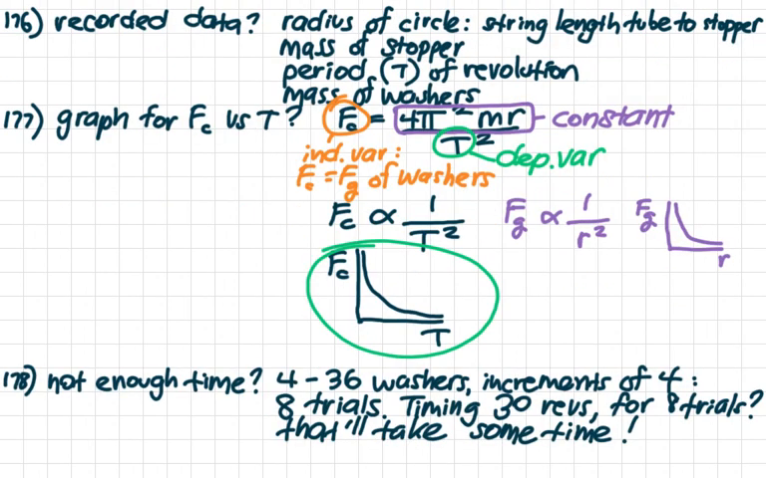So 178 said that Tom and Julia ran out of time and couldn't finish the lab. And I'm not surprised. They said they were going to do 4 to 36 washers in increments of 4. That's 8 trials. And then they're timing 30 revolutions around for 8 trials. That's going to take a while, even in a double period, especially if they needed to practice the technique. That'll take some time to do. So yeah, I'm not surprised that they ran out of time. Speaking of running out of time, we're almost up to my 30-minute limit. There are 2 more problems on this page. Let's go.